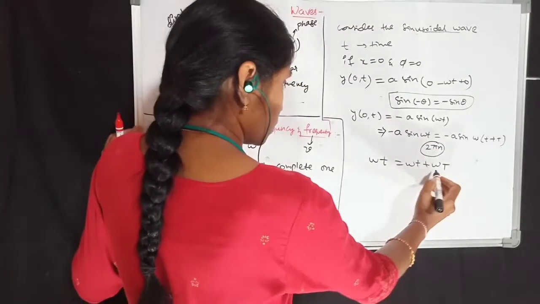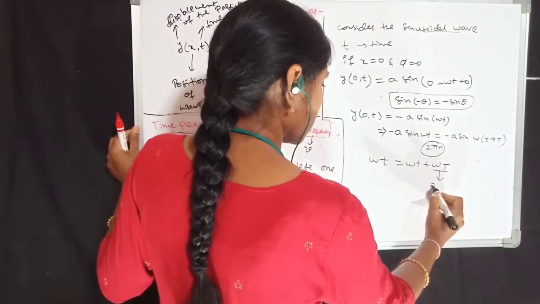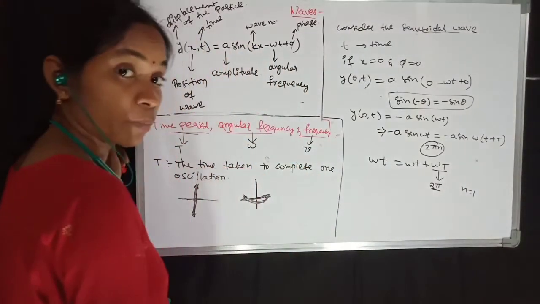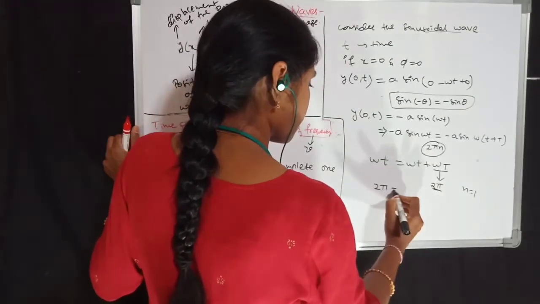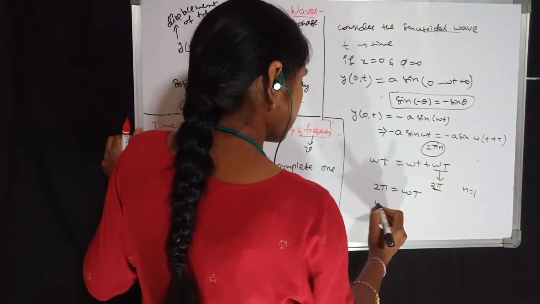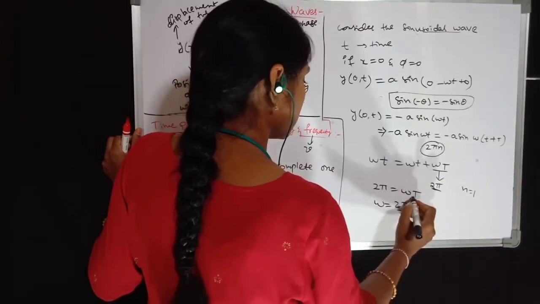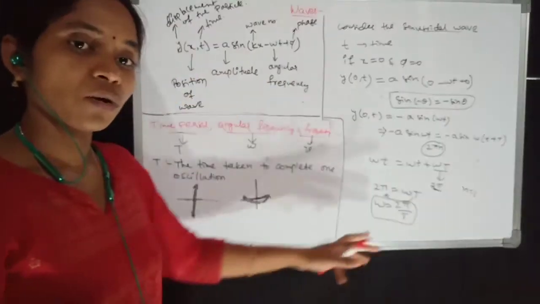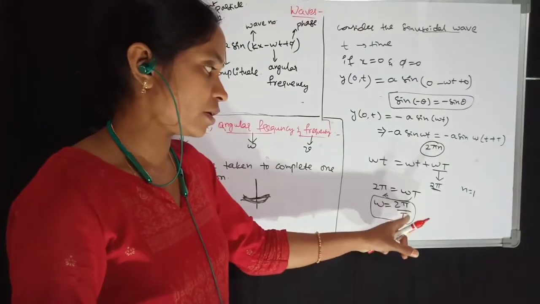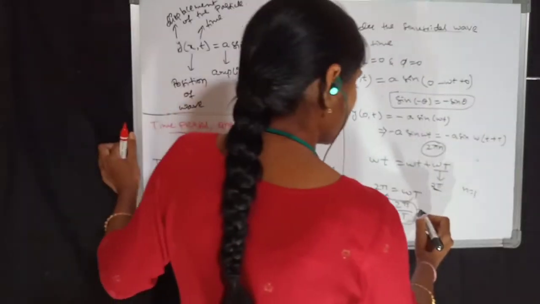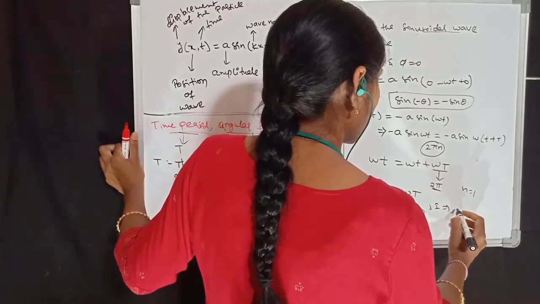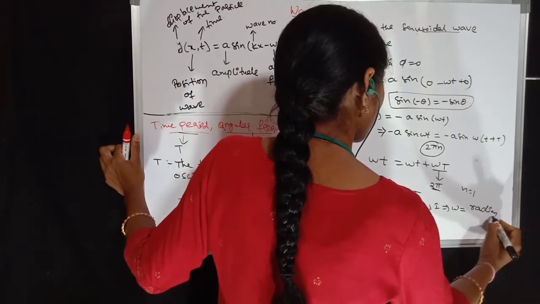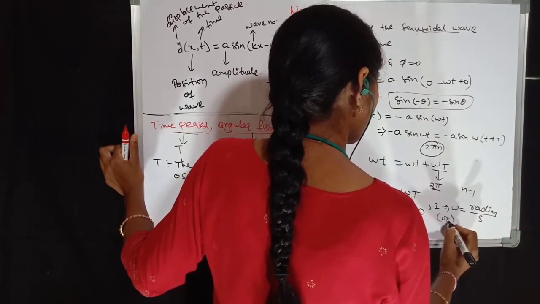Now we know that the sine function repeats at 2n pi, and if n equals 1, we have 2 pi. This 2 pi is nothing but omega T here, and this omega is equal to 2 pi by T. Bring this towards the left side. This is nothing but angular frequency. Angular frequency is 2 pi by T. 2 pi is radian, T is seconds. Therefore the SI unit for angular frequency is radian per second.